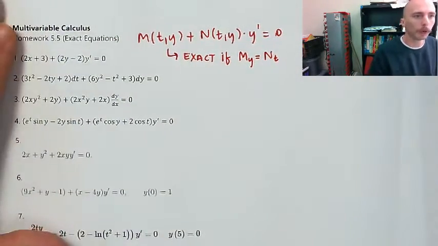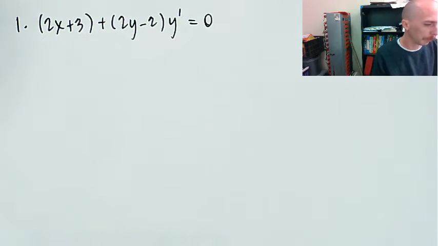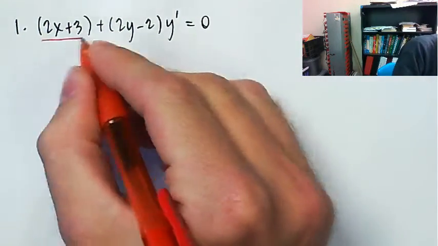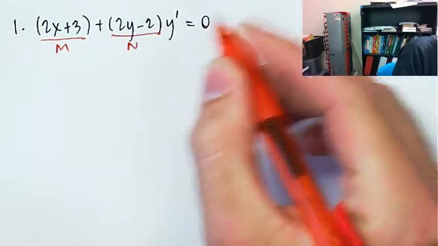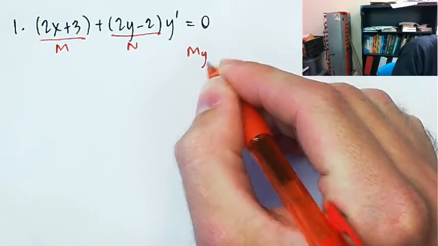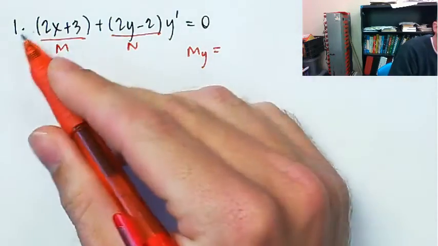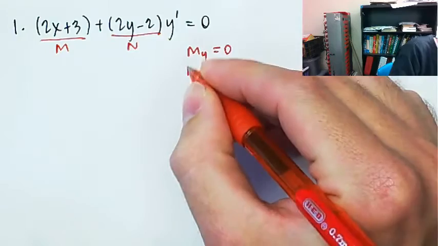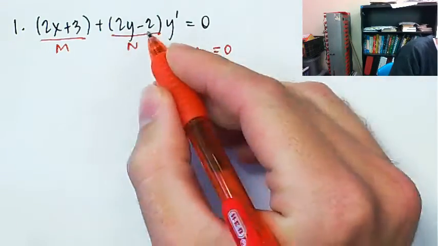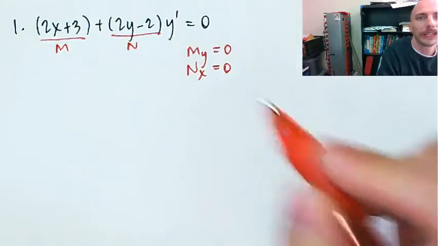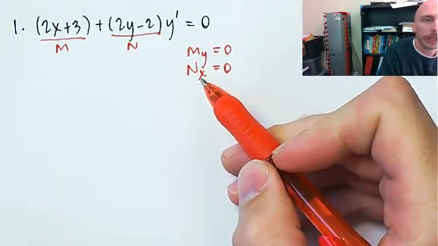All right, I'm going to start with number 1, and I will just copy the problem. The first one is 2x plus 3 plus (2y minus 2) multiplied by y prime, equaling 0. First we're going to check whether it's exact. This is M, and this is N. The partial derivative of M with respect to y is 0, because there are no y's in that expression. The partial derivative of N with respect to x is also 0, because it doesn't have any x's in it. So M_y equals N_x, which means this differential equation is exact.